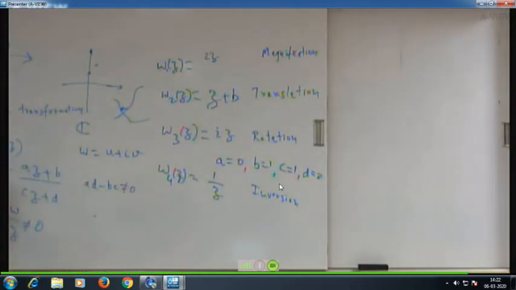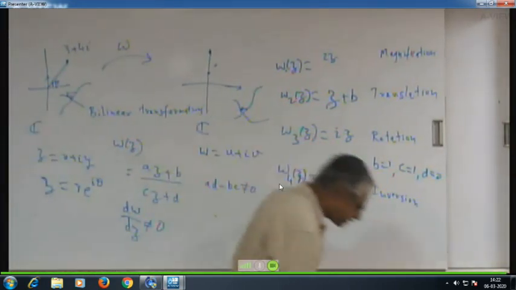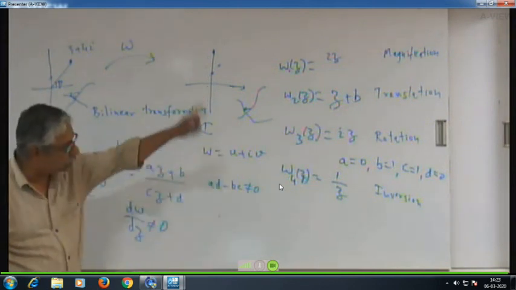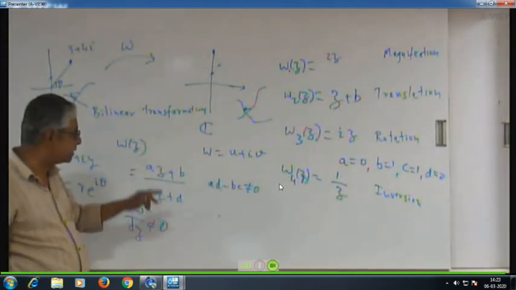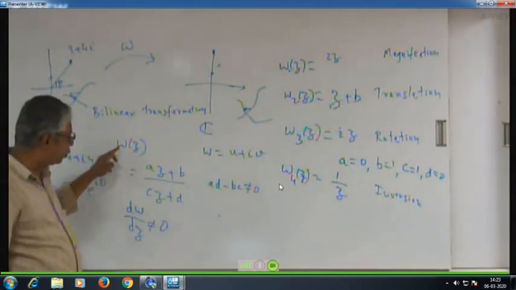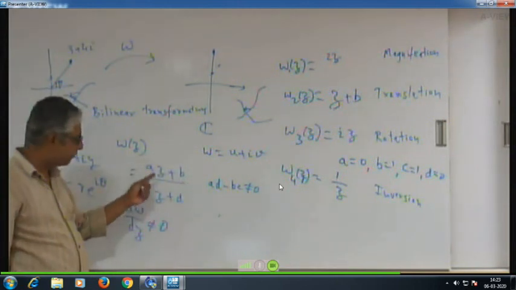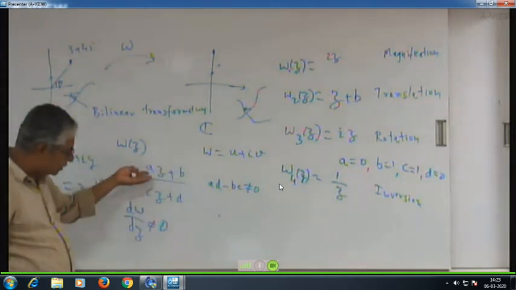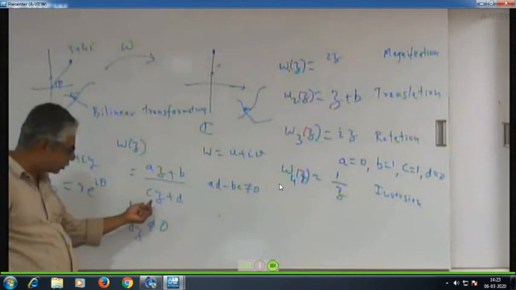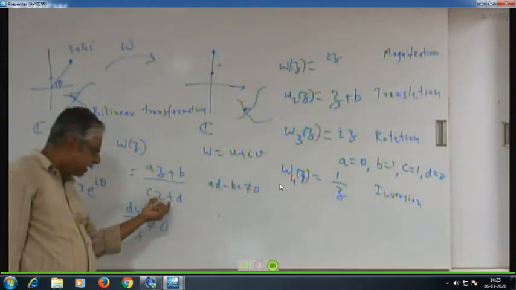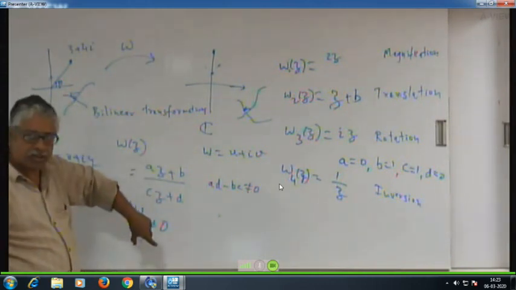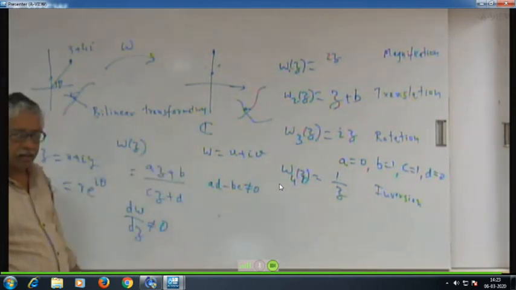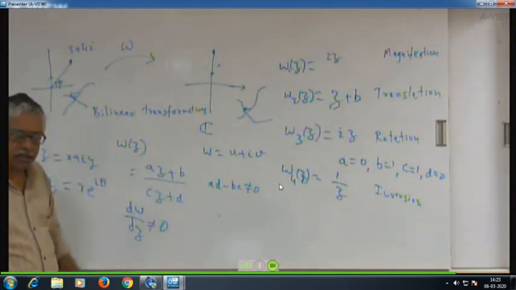Now, in general, I will not prove this, but it's a standard thing to do in the first course in complex analysis. This is a composition of all those four. That means, geometrically, when you move a complex number z to w using this formula, first you magnify by c, translate by d, and then take its reciprocal. That means you have inverted this, and then you add something and multiply something else. You will get one more translation and magnification.